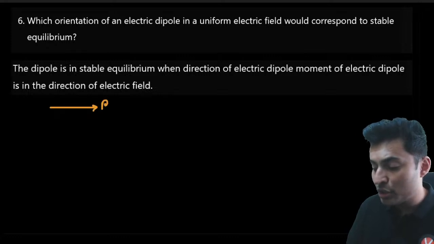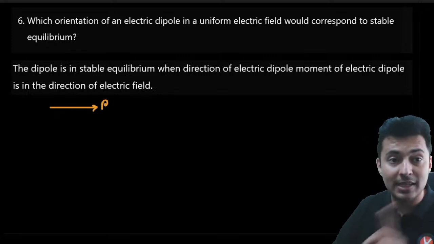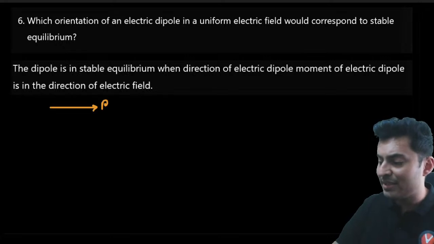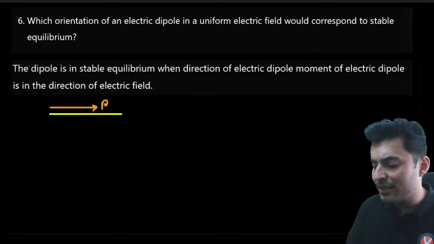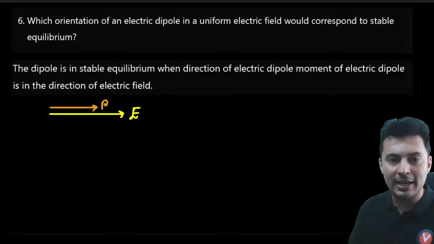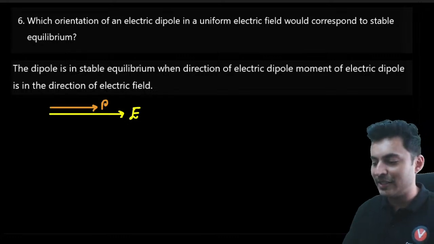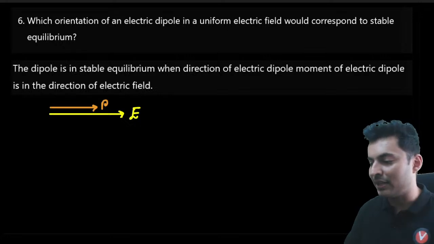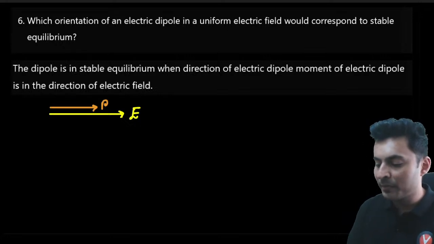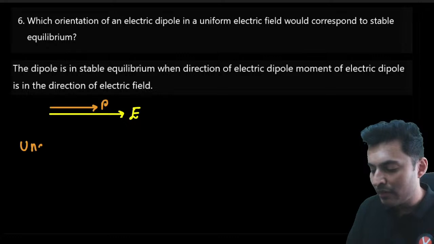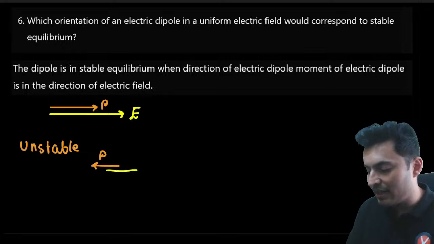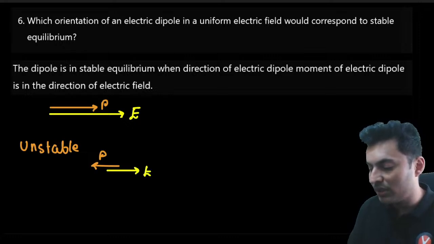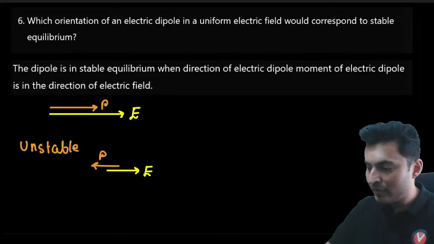And show the diagram. Don't just leave the answer like this. Always impress the examiner. Even if it is in words, draw this diagram and show this is stable equilibrium, and it is when it is in the direction of the electric field. Always do that. If it is unstable, my dear warriors, then the dipole moment will be opposite to the direction of the electric field.